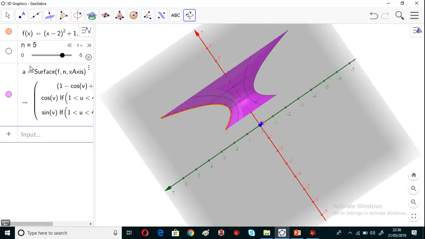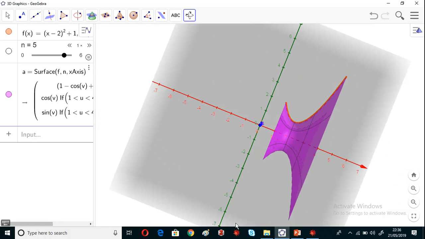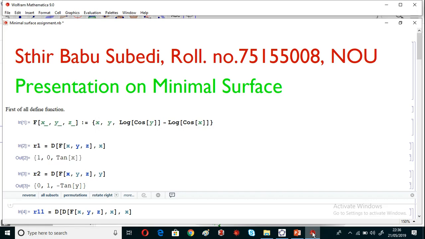Now, I want to show the minimal surface with a mathematical plot. For that, I have already prepared a minimal surface. Here you can see, first of all, we define a function. We have to define the function f of x, y, z equal to x y log cos y minus cos x. I have taken this example for the minimal surface.